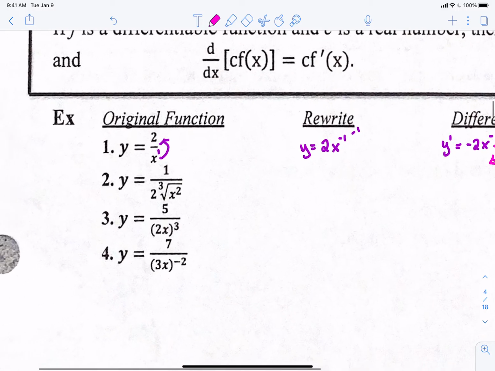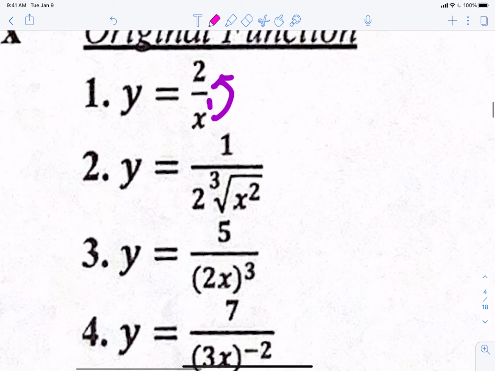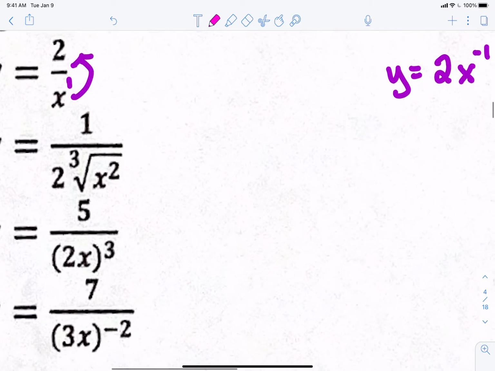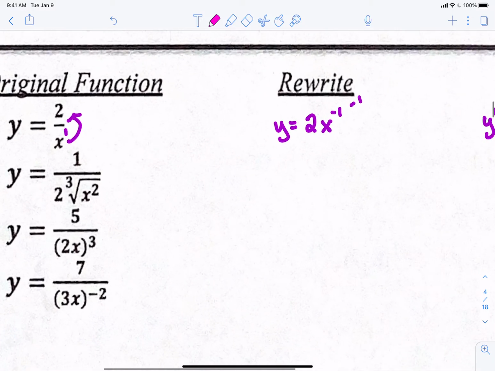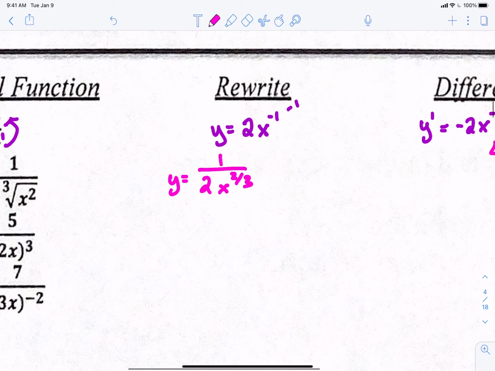Next one, number 2: 1 over 2 times the cubic root of x squared. Rewrite. This is going to have 2 rewrite steps. What is the cubic root of x squared as an exponent? X to the 2/3 power. Now I can't subtract, but I want to move that x to the 2/3 power up to the top.